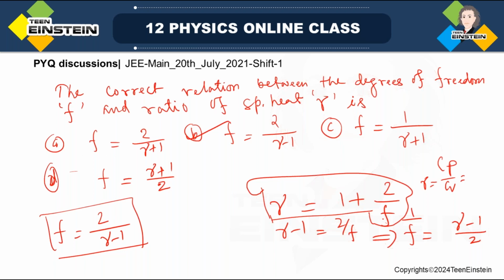Otherwise you have to find the internal energy, then Cv, then Cp minus Cv is equal to R. From there you find Cp, and then you get the ratio Cp by Cv. So that is actually a long process. So better to remember the formula, gamma is equal to 1 plus 2 by F, and from there you can establish the relation the way you want. Like here you had to find F, but we remember the formula in terms of gamma. All right, so we'll go to the next problem.